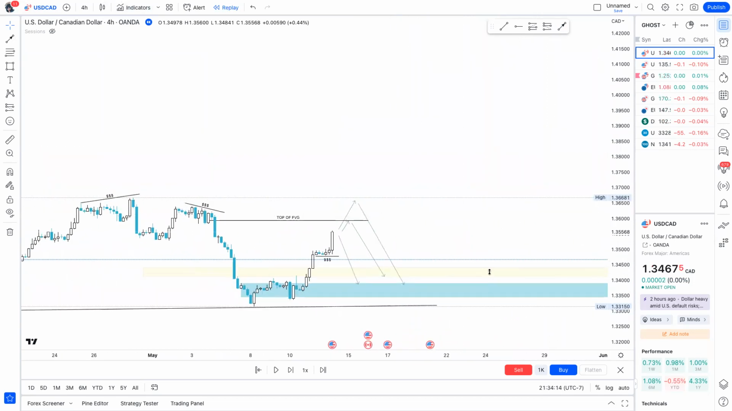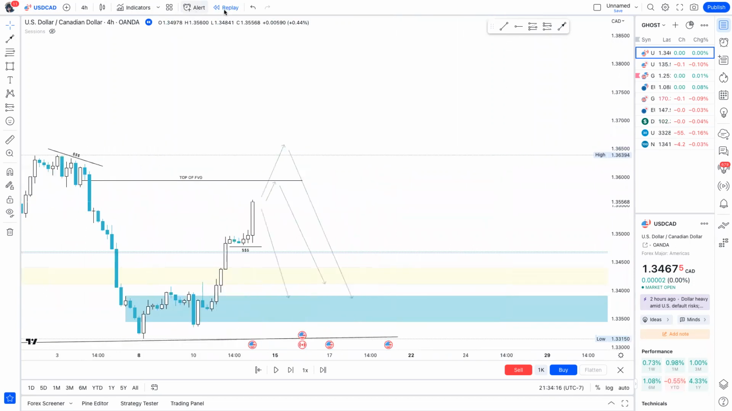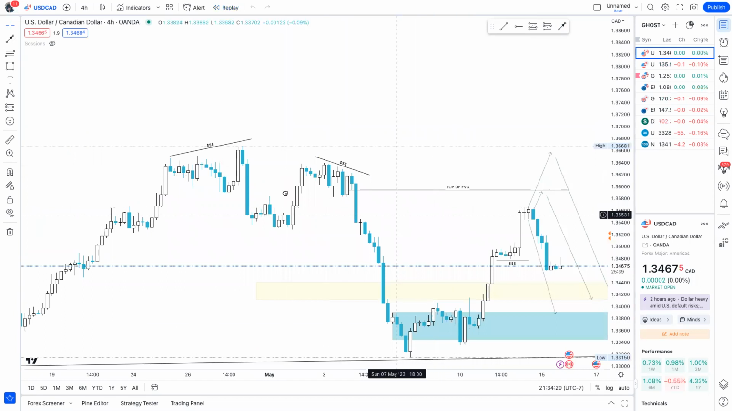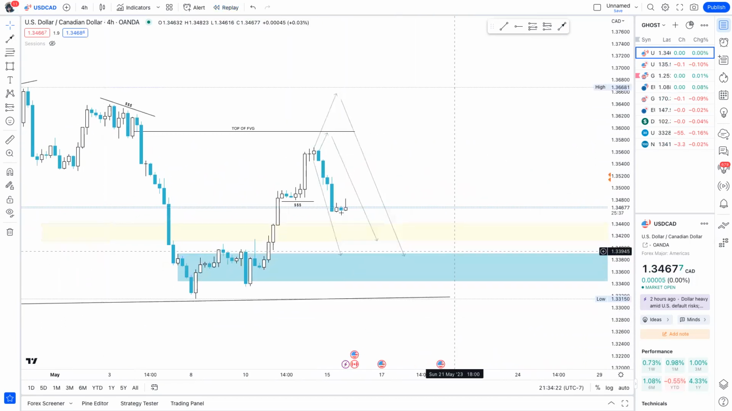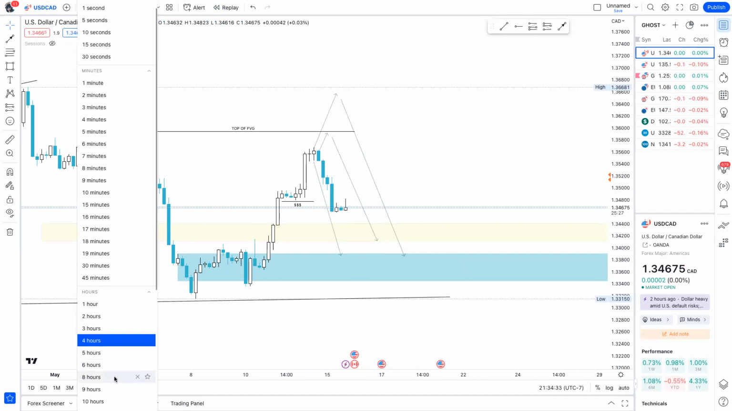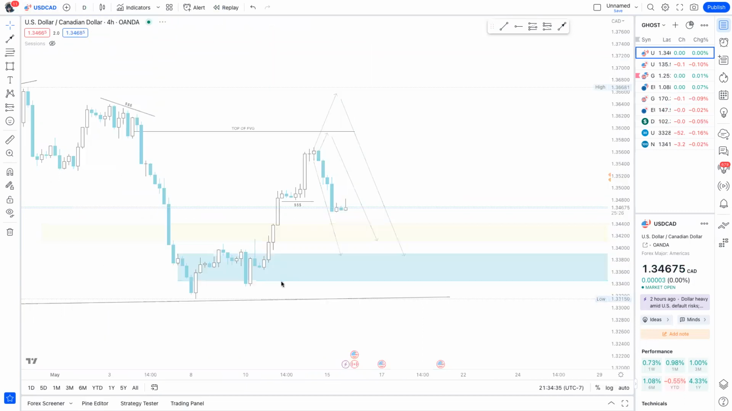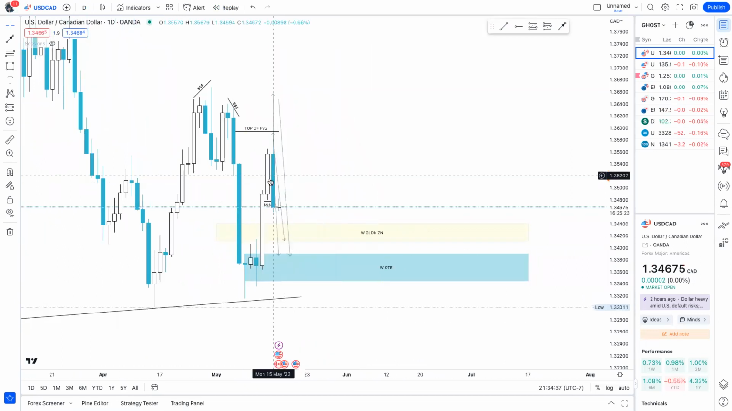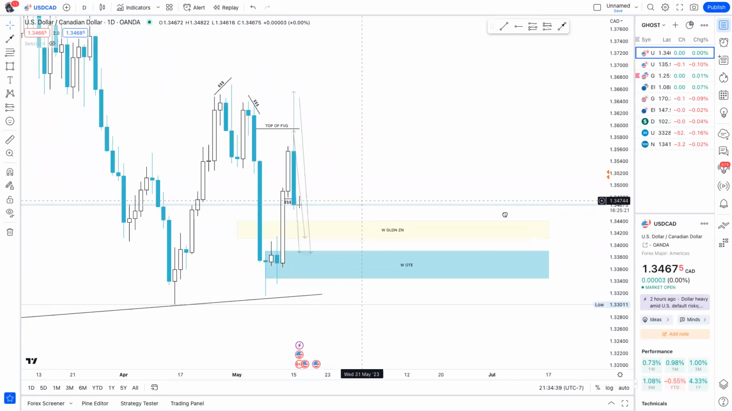Let's just fast forward and see what has been happening. Okay, so that is the option that it chose. It chose to just go straight down. So it looks like it's heading for the golden zone. Let's see, higher time frame here. Yep, and it formed a daily bearish order block.